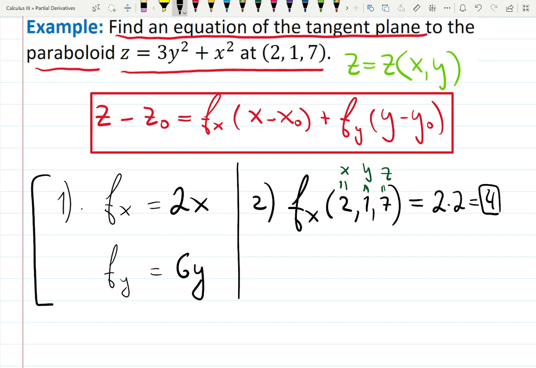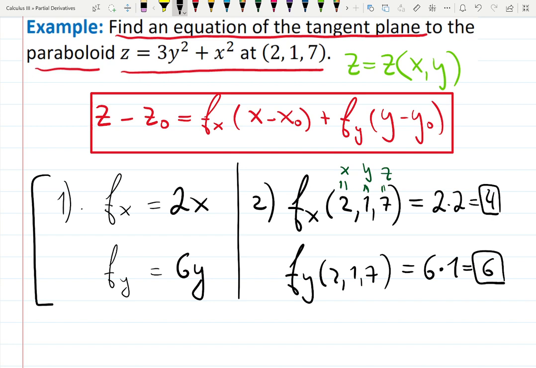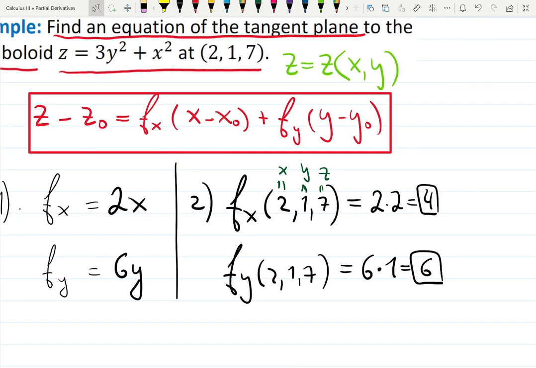So that's the point. The partial derivative with respect to y at (2, 1, 7) is 6 times 1, which is 6. So these are my slopes. These are my 2 slopes, m. We sometimes do call them m1 and m2. Where do they go? They go here. This formula actually is a little bit not nice. I would do it like this.